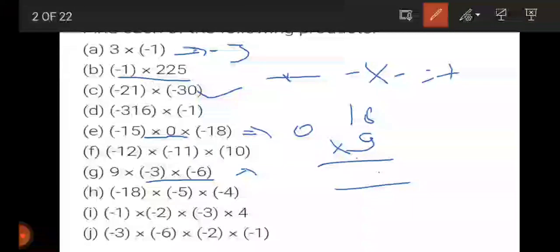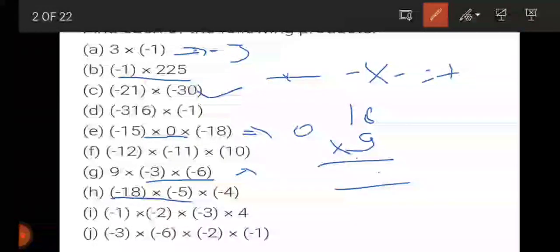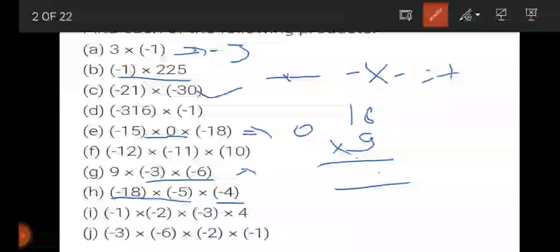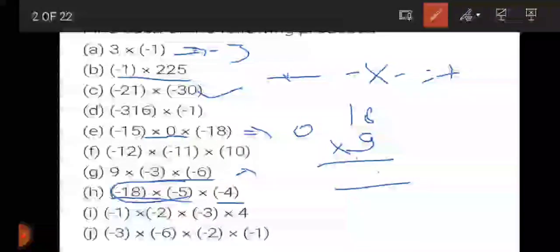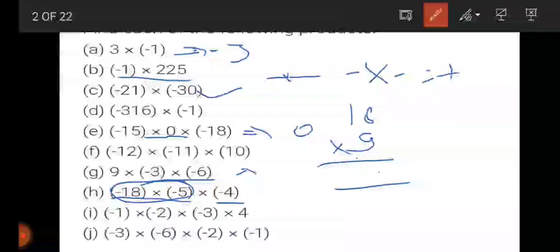But remember one thing, you use the multiplication rule here. The rule means if we take the product of two negative integers, it is always plus. But if you have three negative integers, first you multiply the first two, minus minus gives plus, because two negative integers always give plus, and then you multiply by minus 4, so you get the answer is minus.